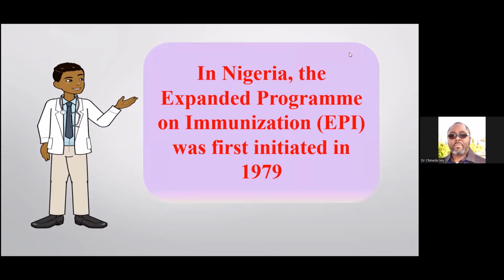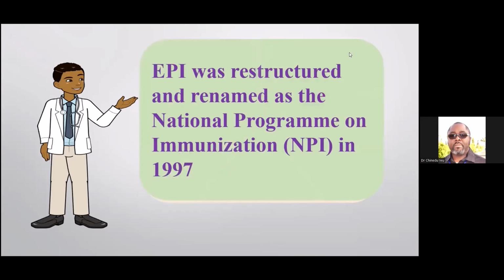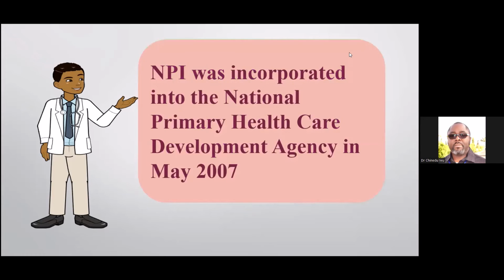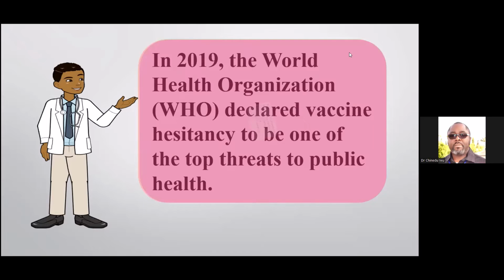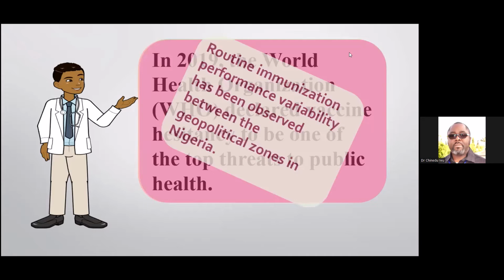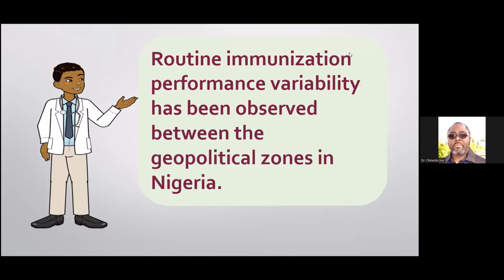EPI was restructured and renamed as the National Program on Immunization into the National Primary Health Care Development Agency in May 2007. In 2019, the World Health Organization declared vaccine resistance to be one of the top threats to public health. Now, routine immunization performance variability has been observed between the geopolitical zones in Nigeria.